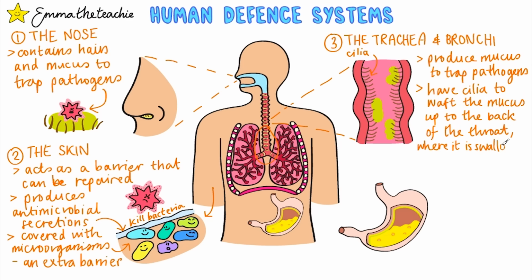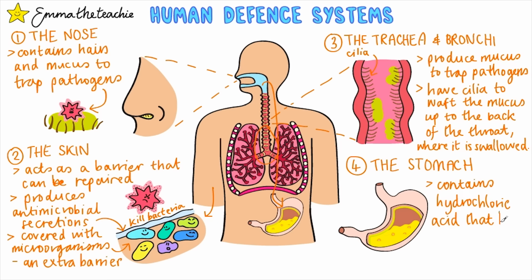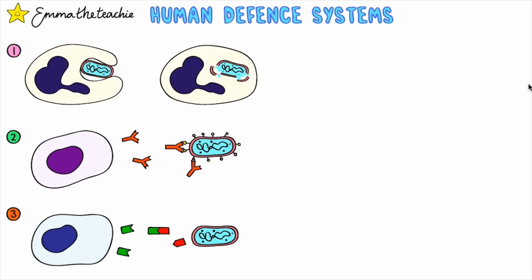When it is swallowed, it goes down the esophagus, which is a big long tube, and into the stomach. And the stomach is number 4. This organ contains hydrochloric acid, which is strong enough to kill most pathogens that enter it. These come from the mucus and from food and drinks.